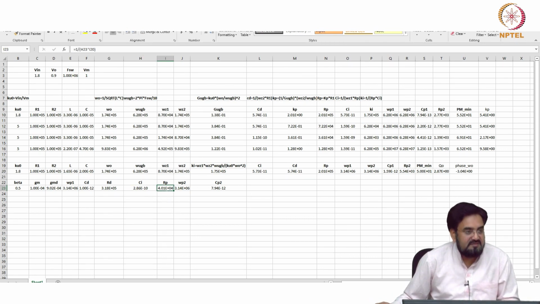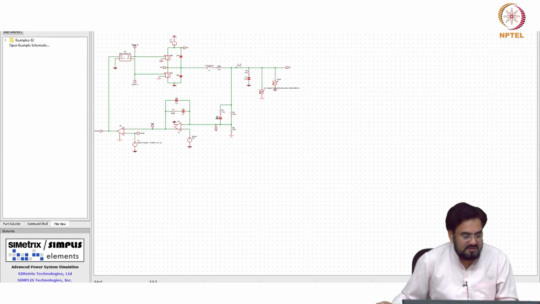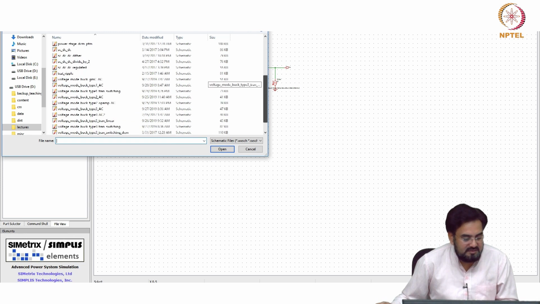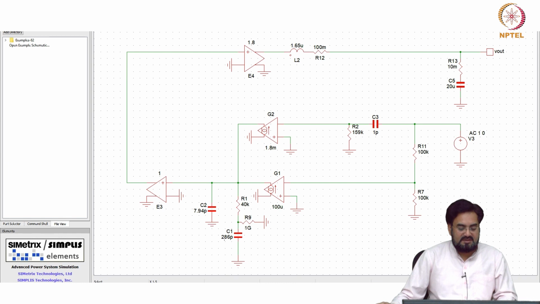Then RP we already know. So we know CI, we know the location of the first zero. So RP can be calculated, and omega P2 can be introduced by simply adding a cap there. That is what I did here. I will just show you the circuit. So, 100 micro I am choosing, 286 pico is my cap. I am adding an additional cap here, 7.94 pico, to get the second pole. The first pole is coming from here and the zero will also come from this, and GM 1.8.